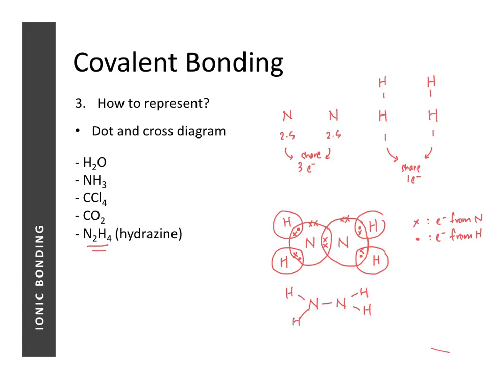A very common O-level MCQ question is that they will give you a structure of a molecule that looks like this, and then they will ask you questions like how many electrons are involved in bonding. In order to solve the question, all you need to do is count the number of lines and multiply it by 2, because each bond, each line, represents 2 electrons. For example, in the case of hydrazine, there are 5 covalent bonds, so there are 10 electrons involved in bonding.